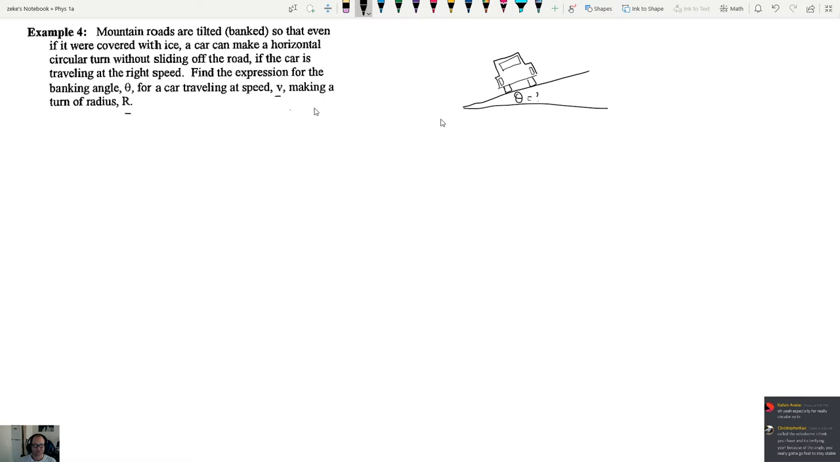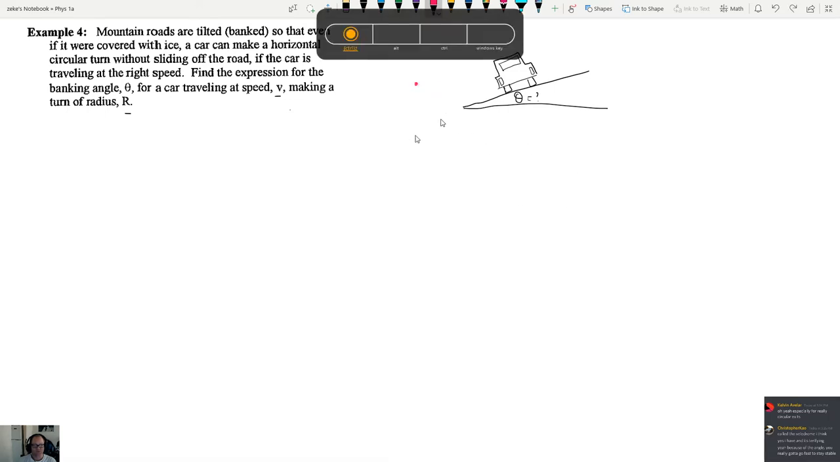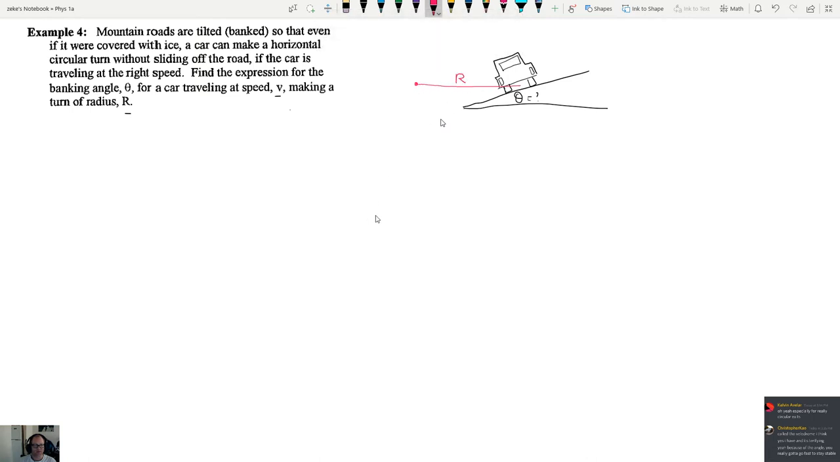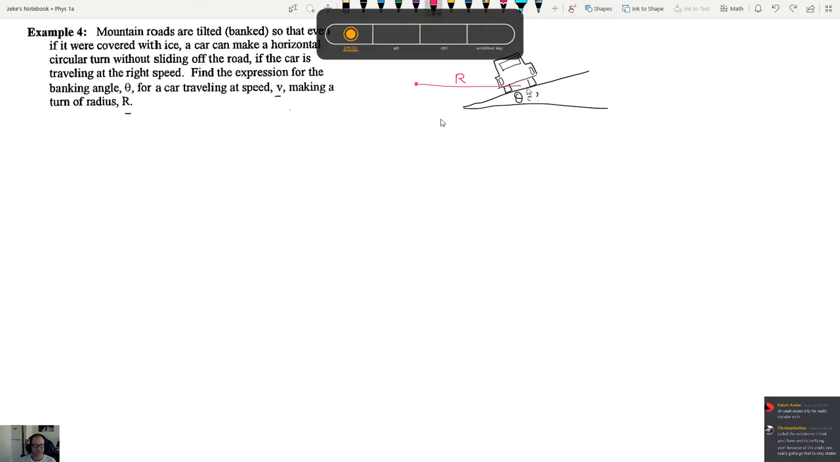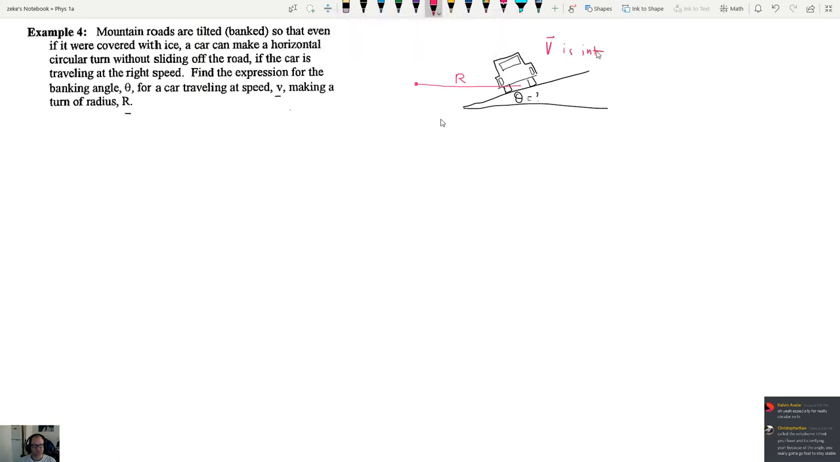So it's making a turn of radius r. What does that mean? That means it's going in a kind of circular turn, and the radius, the distance from here to here, we're going to call r. It has a velocity v that's going into the page this way. I'm not even going to really draw it, so we'll just say the velocity is into the screen.